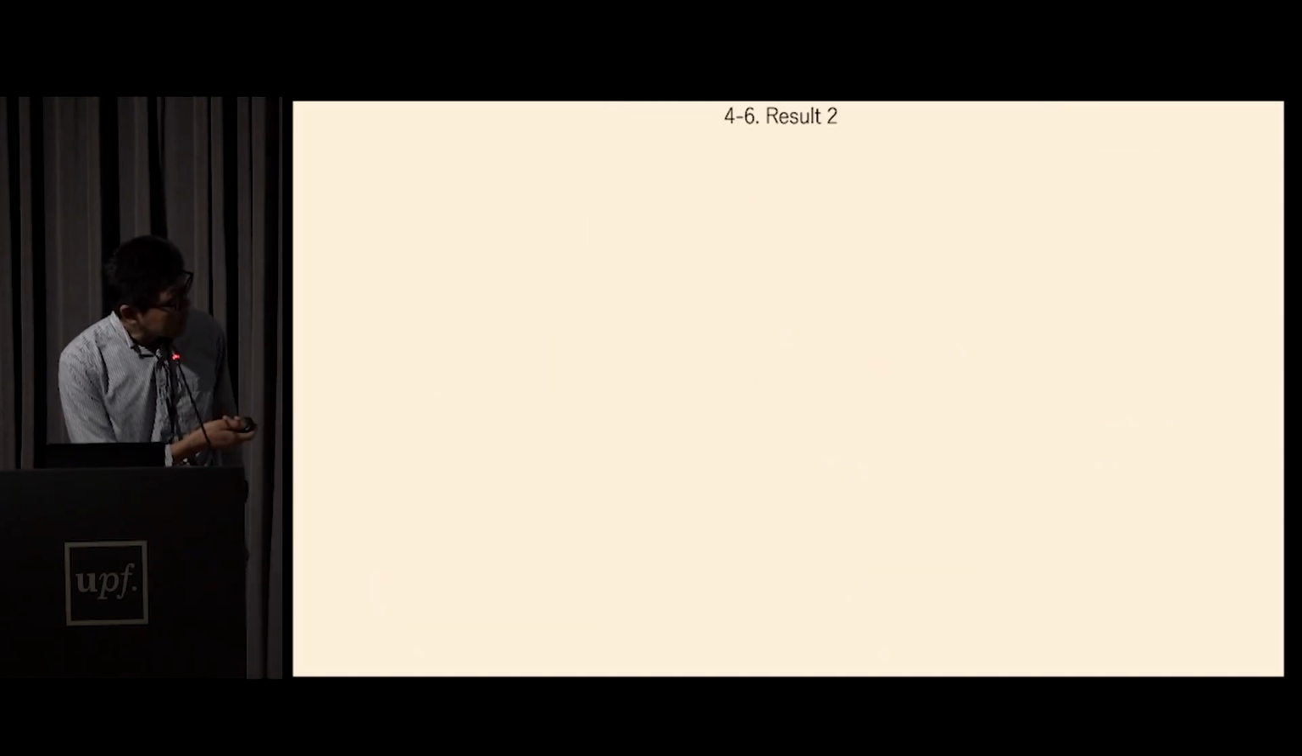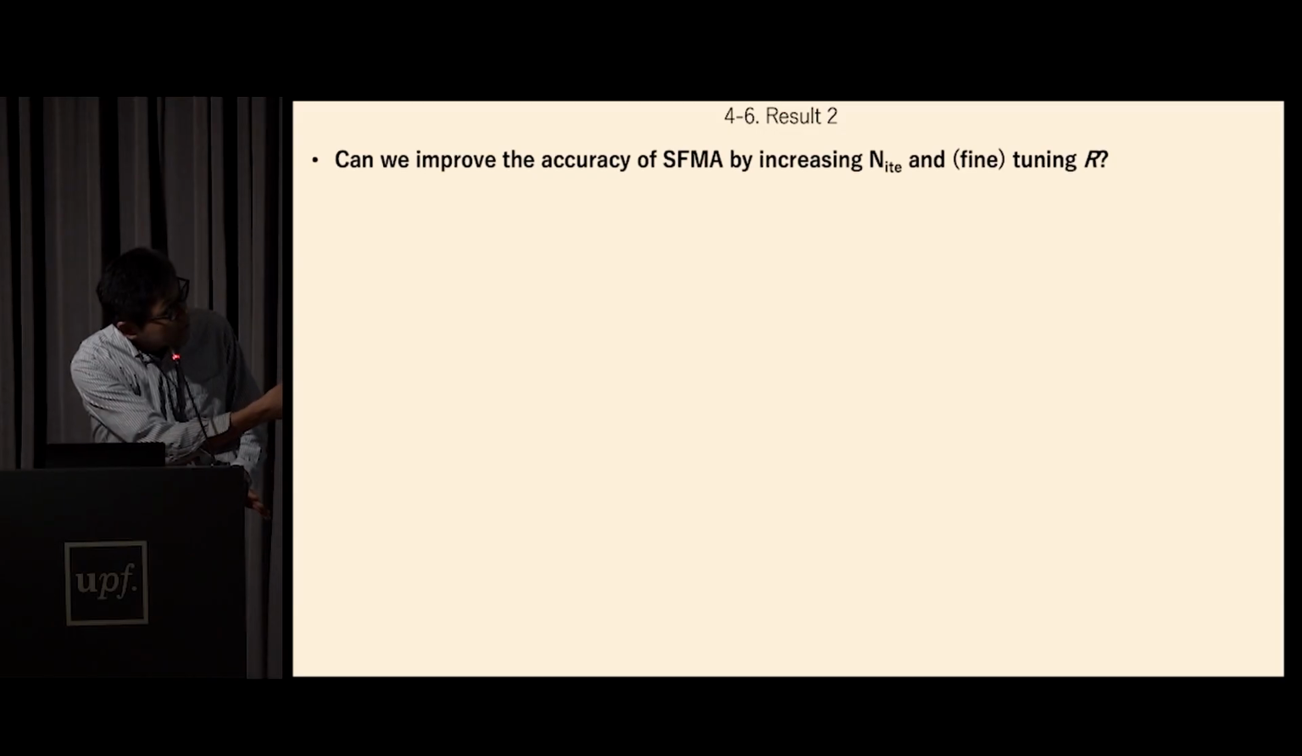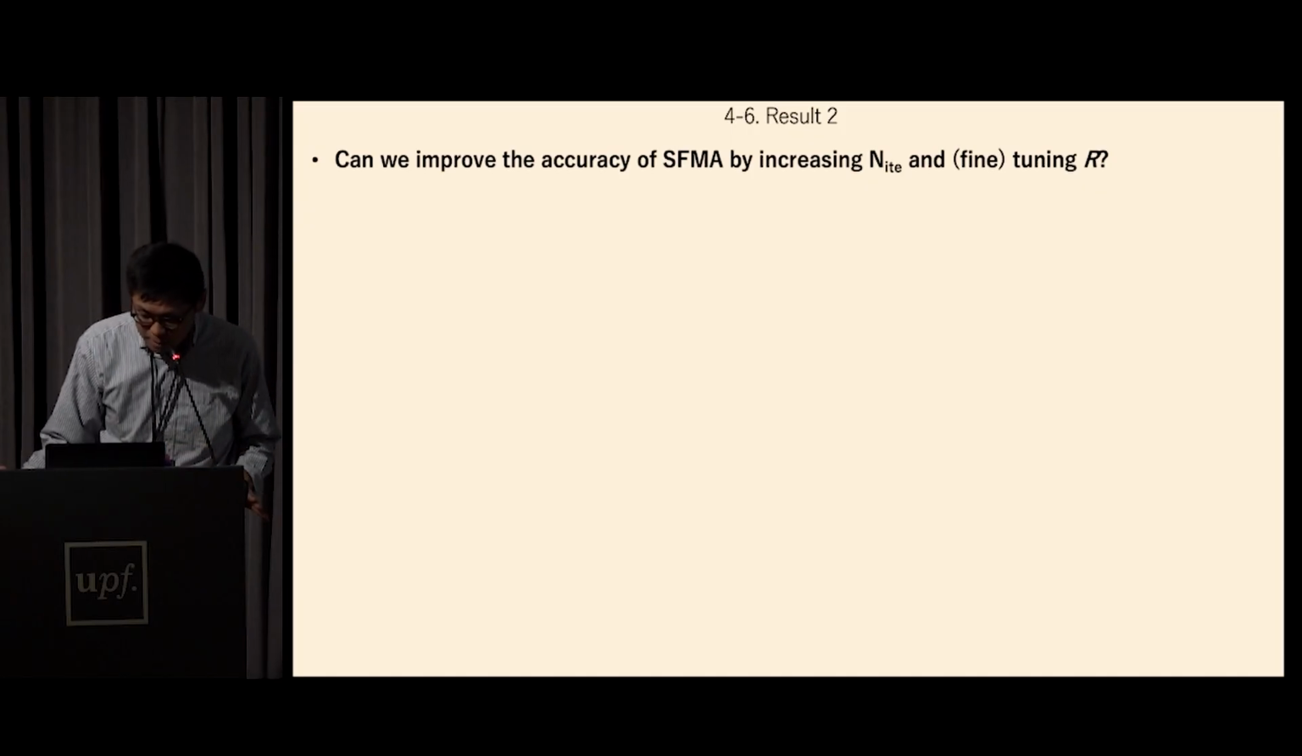Okay. And so next, our second result. In the previous slide, I showed the results that exhibit the theoretically expected behaviors clearly. However, in some problem instances, SFMA shows poor performance, and we try to improve this performance by increasing the iteration number of black box optimization, and lowering the value of hyperparameter large R.